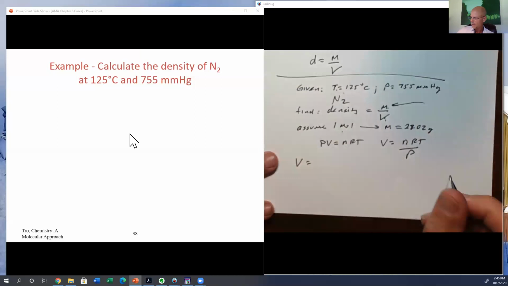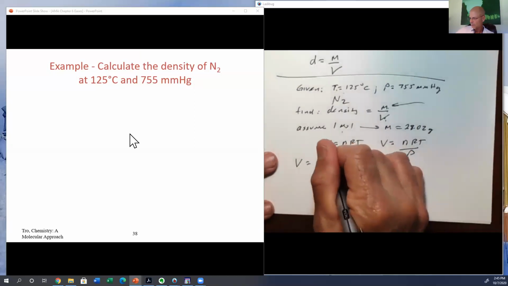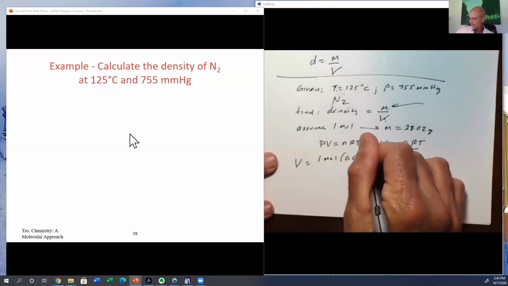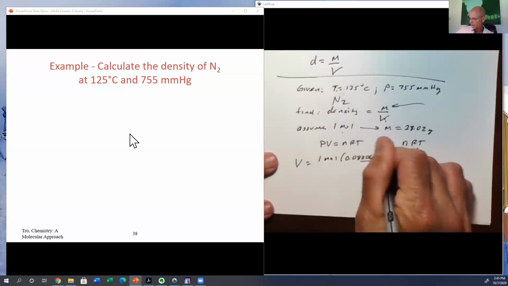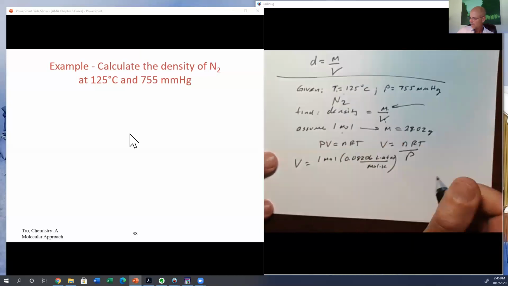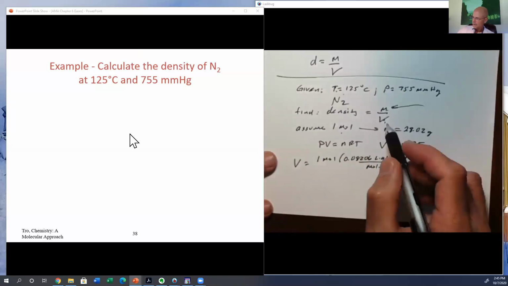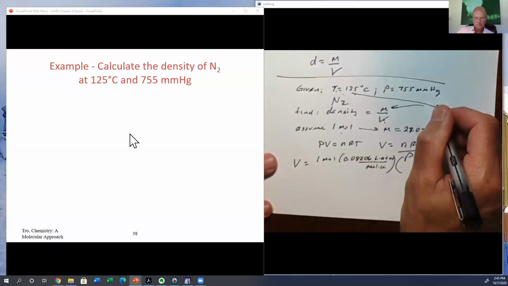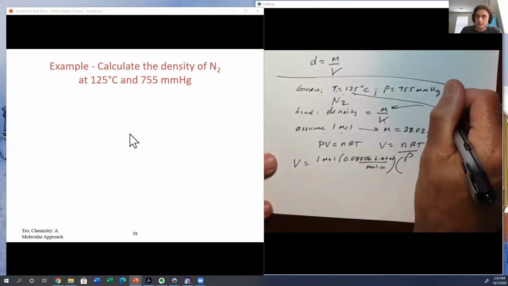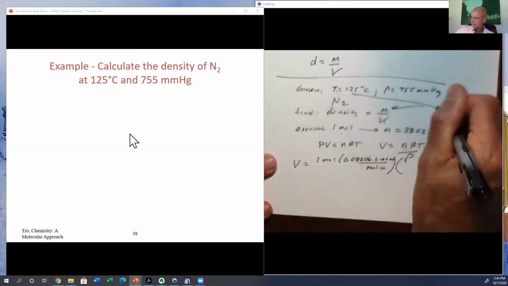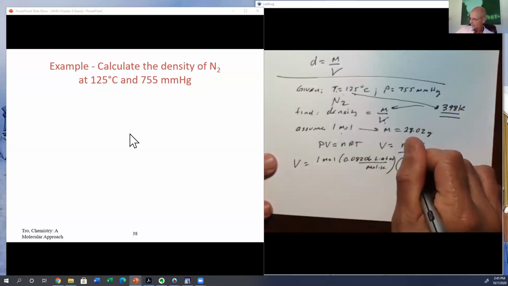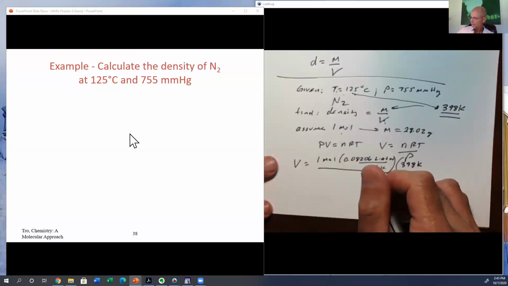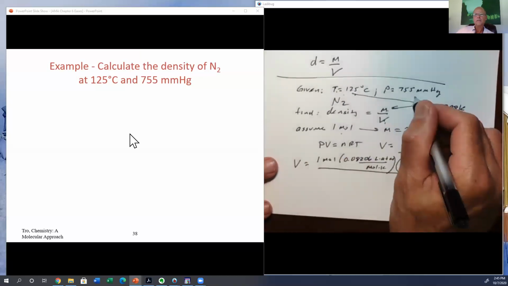So V is going to be equal to n, well, that's easy, 1 mole times R, 0.08206 liter atmosphere per mole Kelvin, times temperature. Now the temperature is given as 125, but we need to convert that to Kelvin. In Kelvin, that's 398 K. I'm going to write it in here. Sorry, it's getting a little crowded. And then I'm going to divide all of that by the pressure. Is the pressure in the right units?